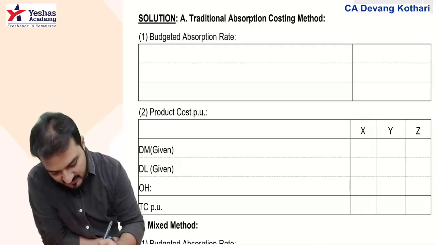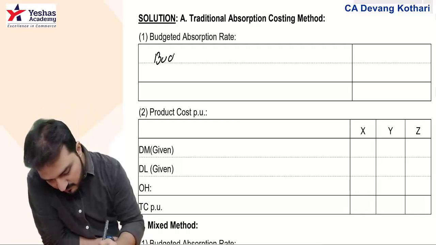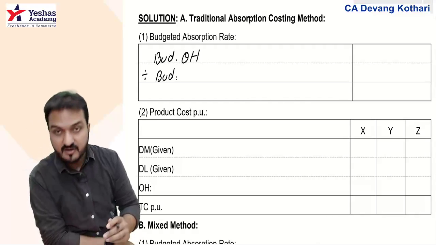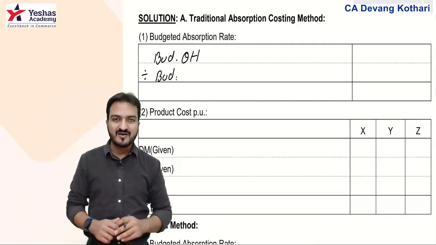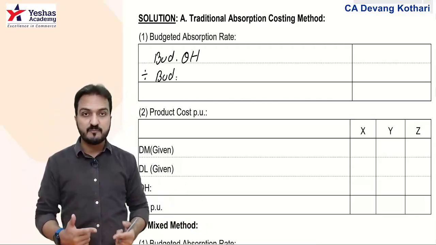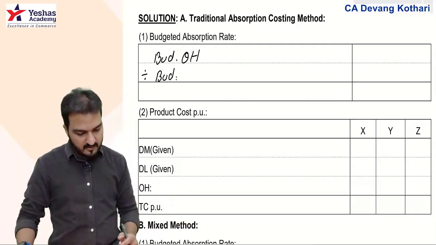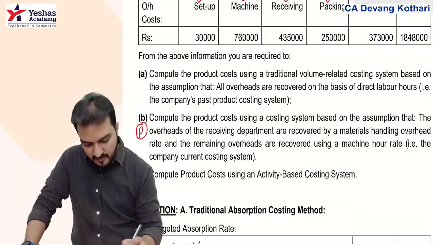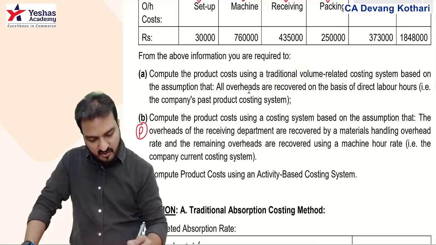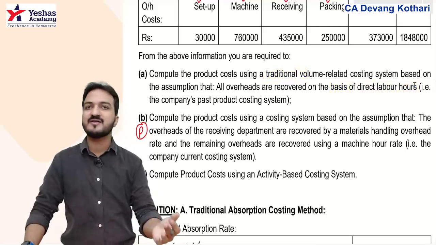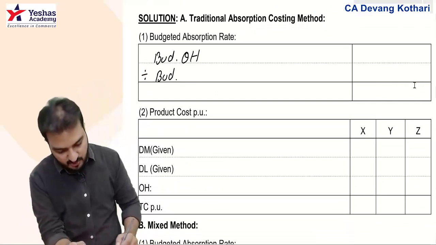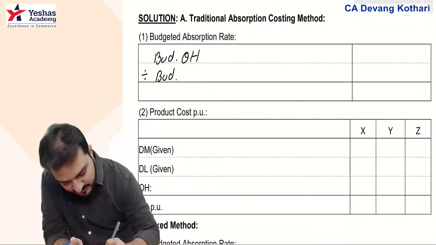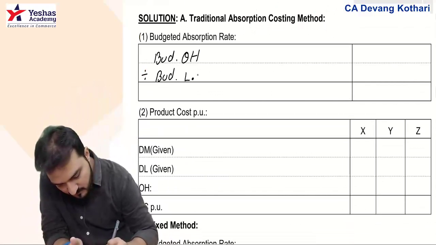Finding absorption rate, same old method. We budgeted overheads divided by budgeted base. But as per the question, what is this company taking as budgeted base in a traditional method? They have told you that as per a traditional method, they are taking all overheads on the basis of direct labor hours. So my budgeted overheads will be divided by budgeted labor hours.